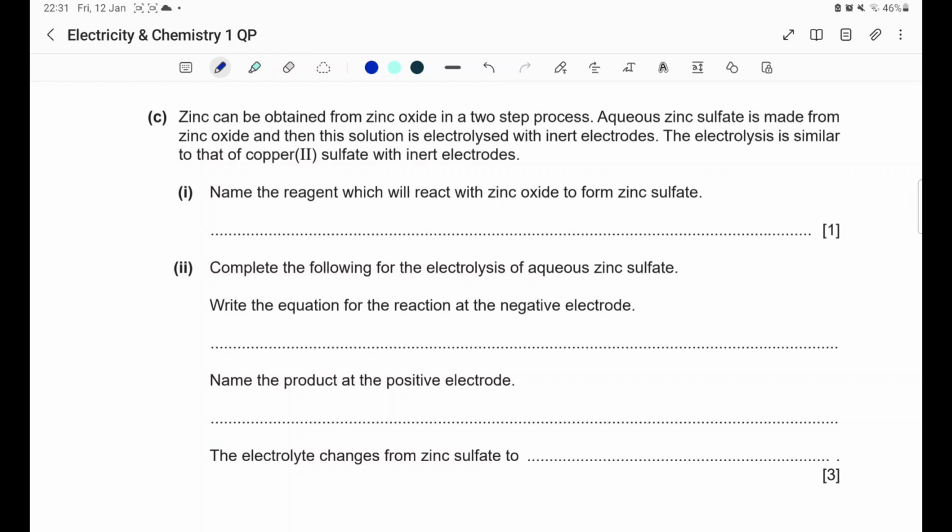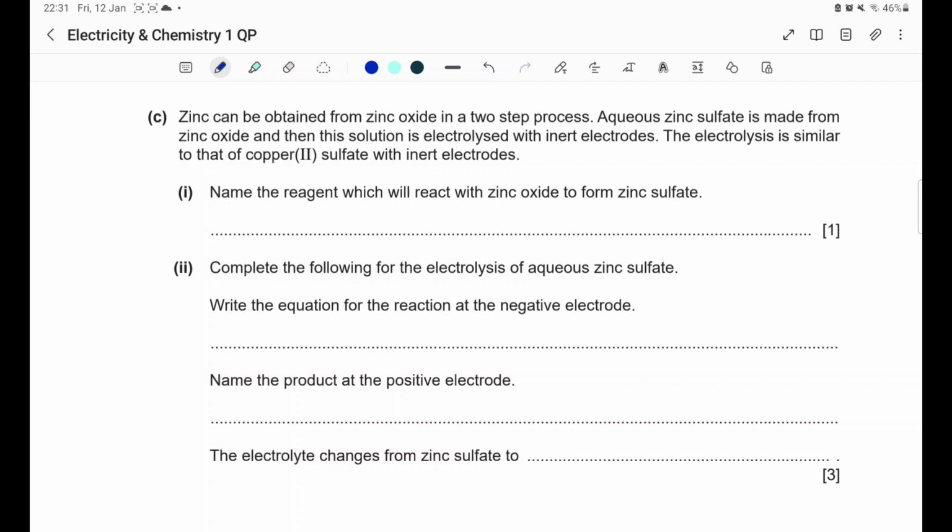Zinc can be obtained from zinc oxide in a 2-step process. Aqueous zinc sulfate is made from zinc oxide, and then the solution is electrolyzed with inert electrodes, inert meaning unreactive. The electrolysis is similar to that of copper sulfate with inert electrodes.